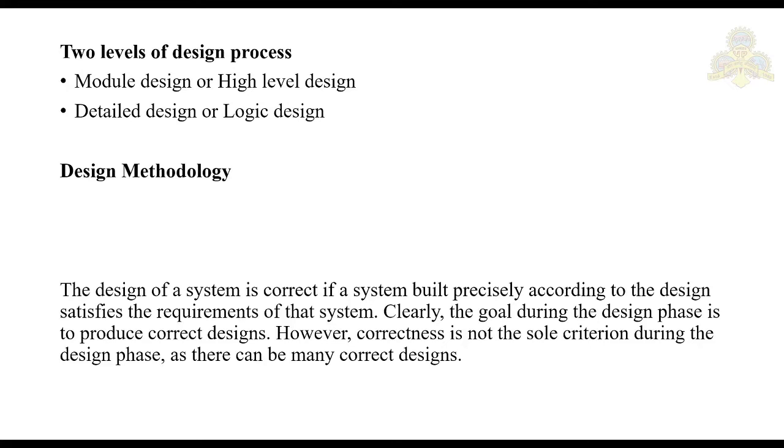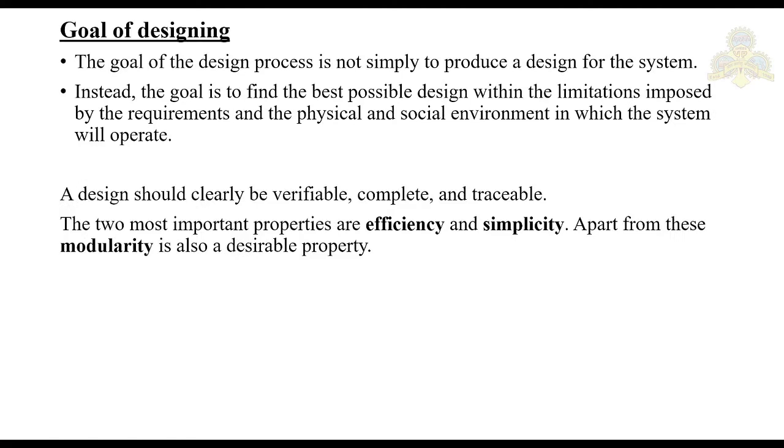So we say that the design of the system is correct. How do we judge if a design is correct? The design of the system is correct if the system built is according to the design and it satisfies the requirements of that particular system or the project. The goal during this design phase is to produce correct designs. But there could be n number of correct designs, right? So we have to choose a particular design which is within the limitations imposed by the requirements. Now we'll study the goal of the designing.